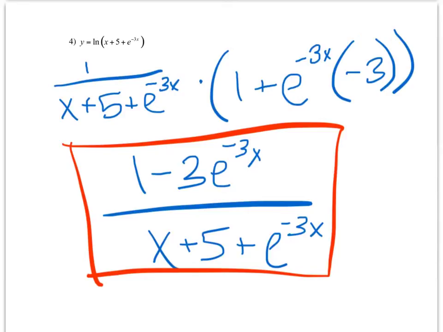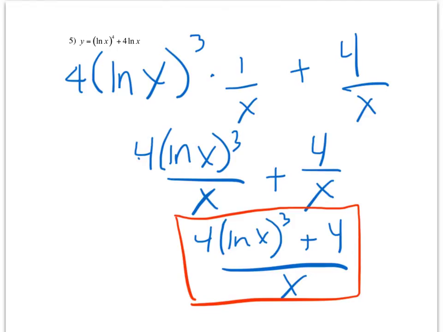And then all of this goes on top. So then the answer, you distribute the negative 3 to the e only, because that's what it belongs to. So it would be 1 minus 3e to the negative 3x over x plus 5 plus e to the negative 3x.